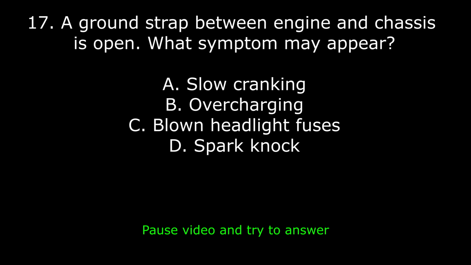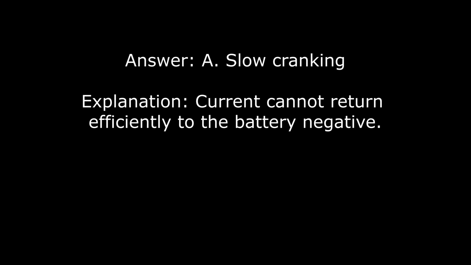17. A ground strap between engine and chassis is open. What symptom may appear? A. Slow cranking. B. Overcharging. C. Blown headlight fuses. D. Spark knock. Answer: A. Slow cranking. Explanation: current cannot return efficiently to the battery negative.